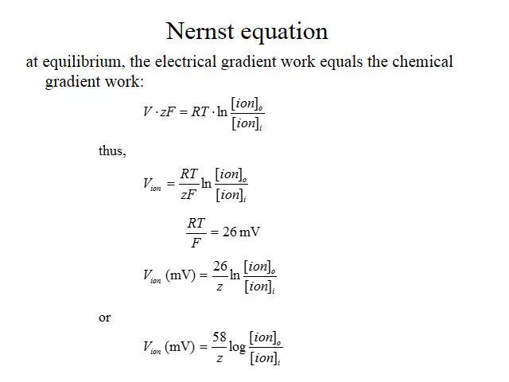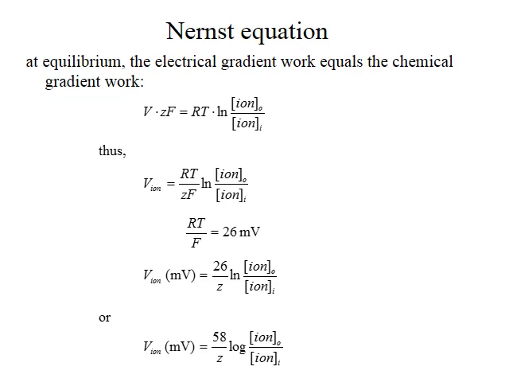Now R, T, and F are all constants. T is a constant if we assume that the temperature doesn't change, and if we substitute the values for these parameters, we find that RT over F equals 26 millivolts. So we can substitute this back into the equation, and we find that the equilibrium potential equals 26 over Z, the valence, times the natural log of the concentration gradient.